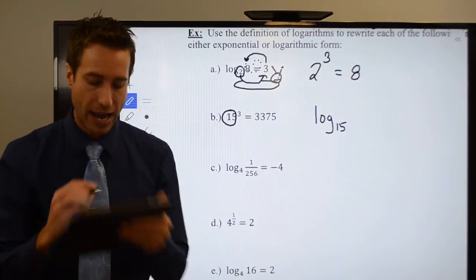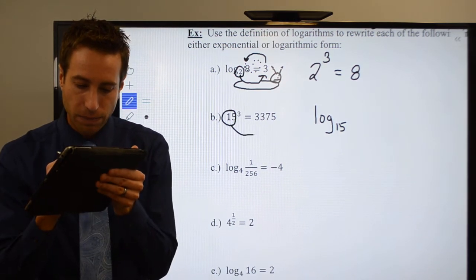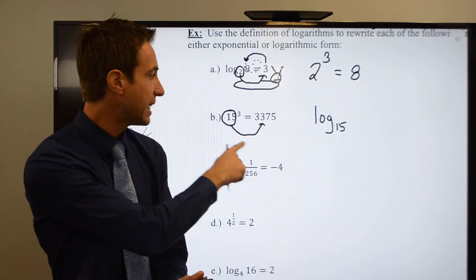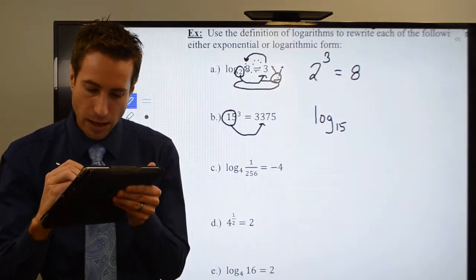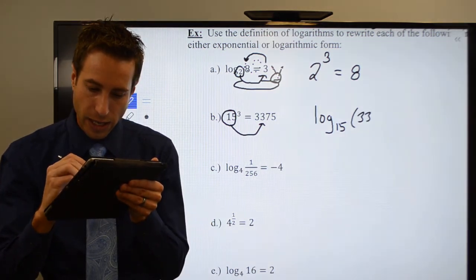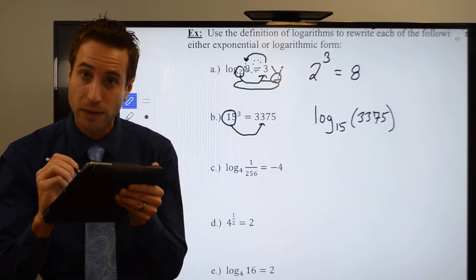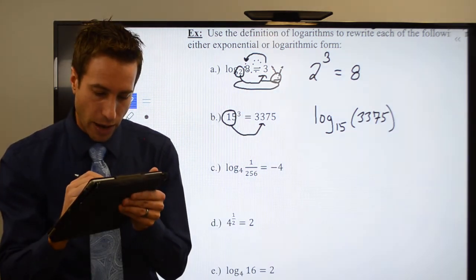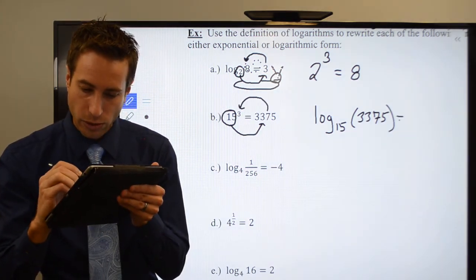And now I work my way around the equal sign. So it's log base 15 of 3,375, right? And then I just keep working my way around. That's all going to be equal to 3.